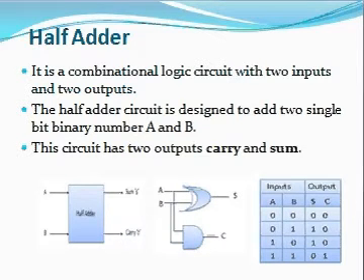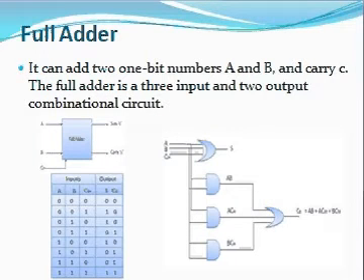And next is full adder. Full adder is used to add two 1-bit numbers A and B with a carry coming from the previous operation. So it is used to add three binary bits. This is the block diagram of full adder, and this is its truth table.